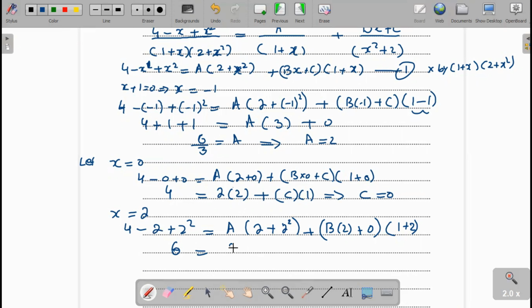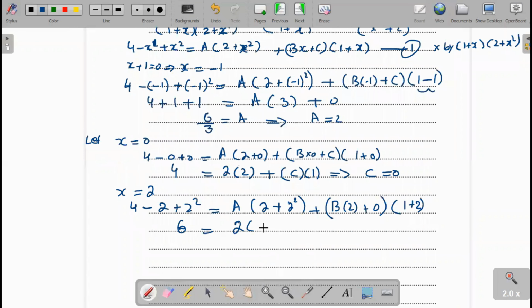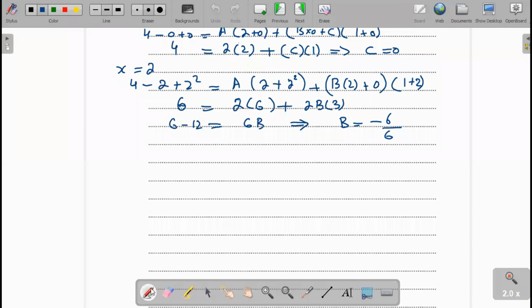a is 2. Now I can write it as 2 into 2, 4, 4 plus 2, 4 plus 2 is 6. Now plus that's equal to 2b into 3. Now that will be equal to 6 minus 12, and that is equal to 6b, and b will be equal to minus 6 over 6. That's equal to minus 1.